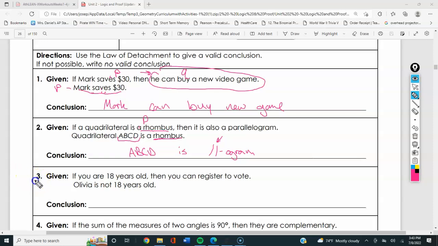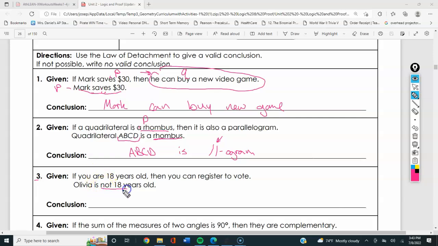Let's do another one. Look at number 3. If you are 18 years old, then you can register to vote. Olivia is not 18. Does that mean she cannot register to vote? No. We have to draw conclusions based on what's given to us. We can't. That's called extrapolating, when you draw a conclusion without there being an explicit rule for it.